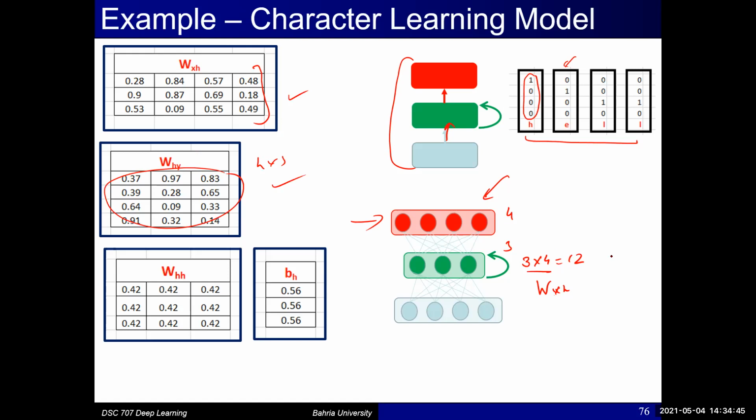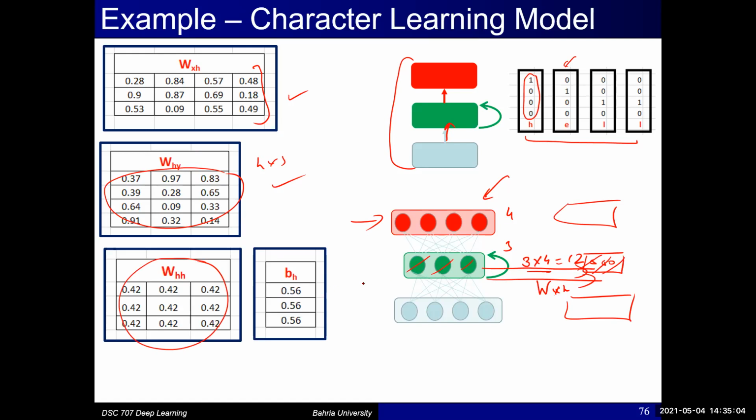What is WHH? At the next time step, you again have the same architecture repeated here. So WHH is actually this horizontal arrow, meaning these 3 neurons are connected to these 3 neurons. 3 by 3. So this is 3 by 3, WHH, hidden to hidden. H means hidden, so hidden to hidden.